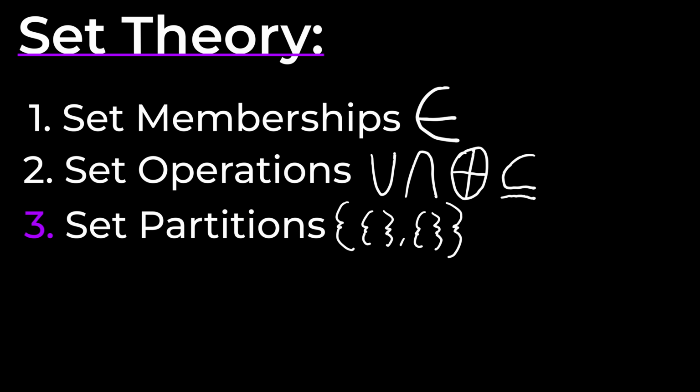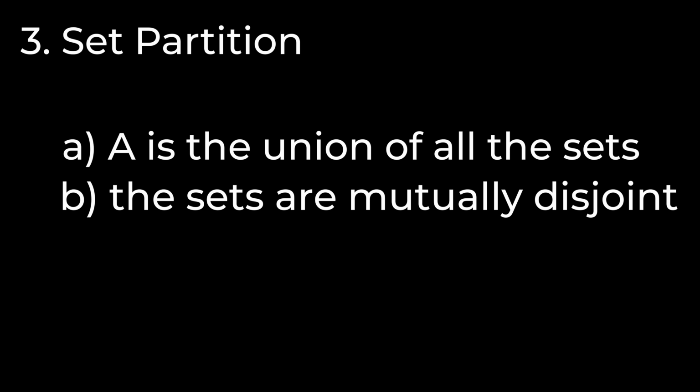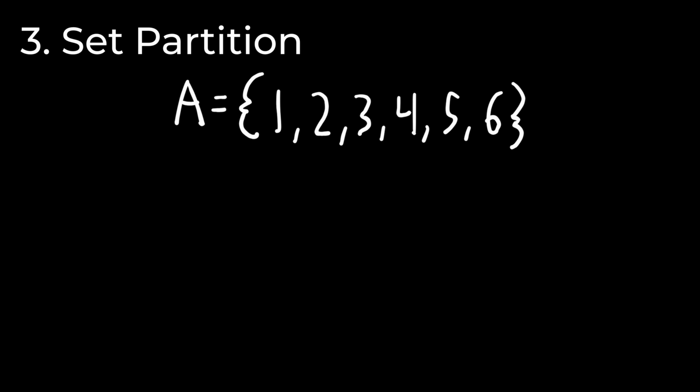A partition of a set is a collection of non-empty disjoint sets whose union is the original set. Here's an example. Say you have set A, then a partition of A is a set of subsets such as A1, A2, all the way to AN. Now, to fulfill the definition of a partition, it must follow two rules. The first is that A has to be the union of all the sets, and that the sets are mutually disjoint. So let's say we have set A, which is 1, 2, 3, 4, 5, and 6.